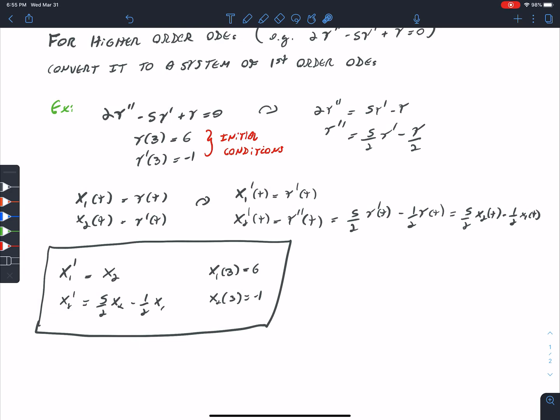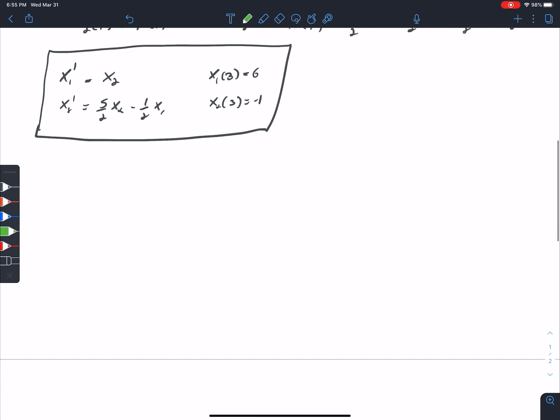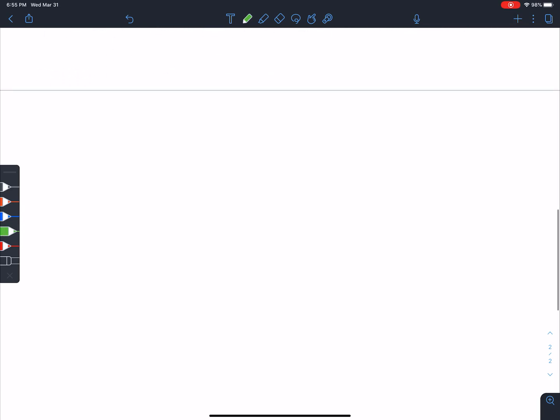So let's look at another example, just to bring this message home. Let's look at the following ODE. So let's look at example 2, and here is going to be our ODE.